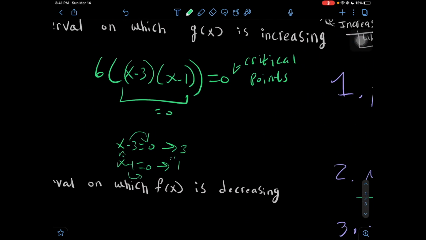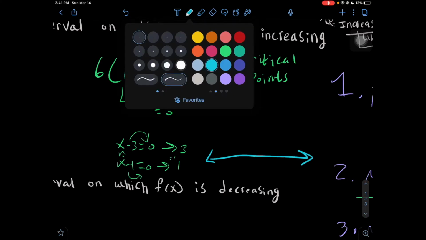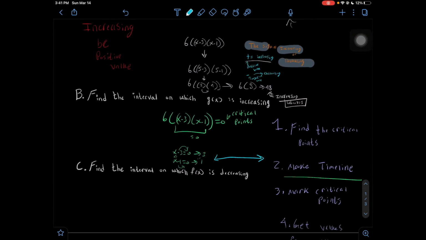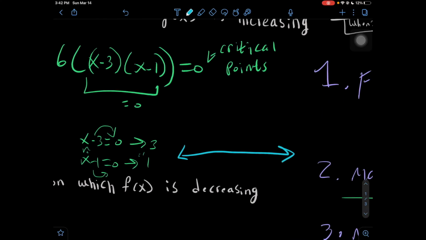So let's make a timeline in blue. This is our timeline right here, pretty basic timeline. And here we're going to mark our critical points, as we said in step 3. So we have critical points of 1 and 3. So 1 is first, then 3. And whenever you're making your timeline for this type of problem, you must remember to include a negative infinity and a positive infinity. Those are going to be very important when dealing with these types of problems.